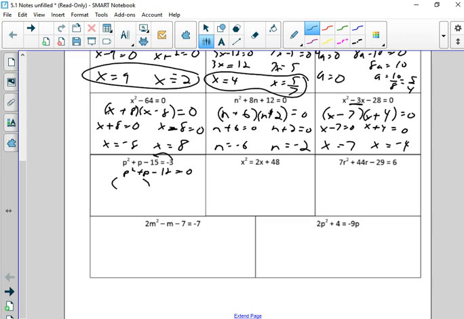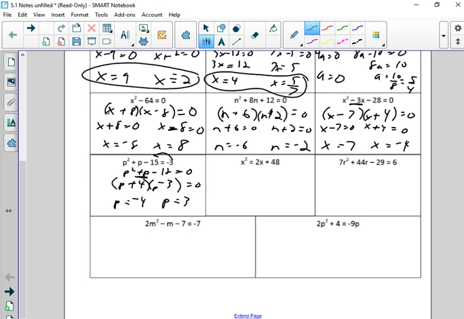Now I factor. Two numbers that multiply to give me 12 that differ by 1. I want more positives than negatives. And you can see where this is going. When these are both solved, there's going to be negative 4, and there's going to be positive 3.